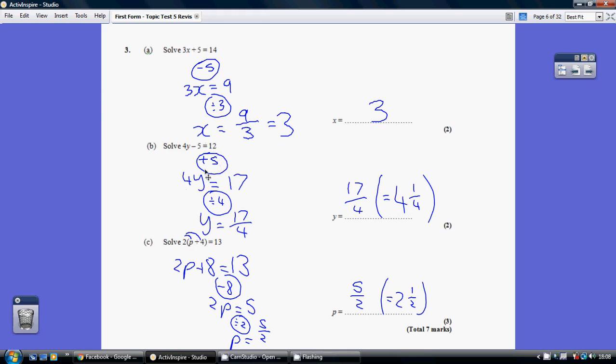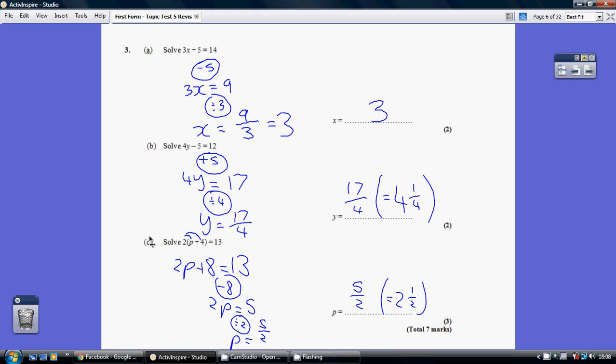How do we undo a timesing by 4? We divide by 4. 17 to be divided by 4. Get in the habit of writing that as 17 over 4, a top-heavy fraction. Now that's a perfectly acceptable final answer. That will do for full marks. Or you could convert it into a mixed number, 4 1/4, or even 4.25.